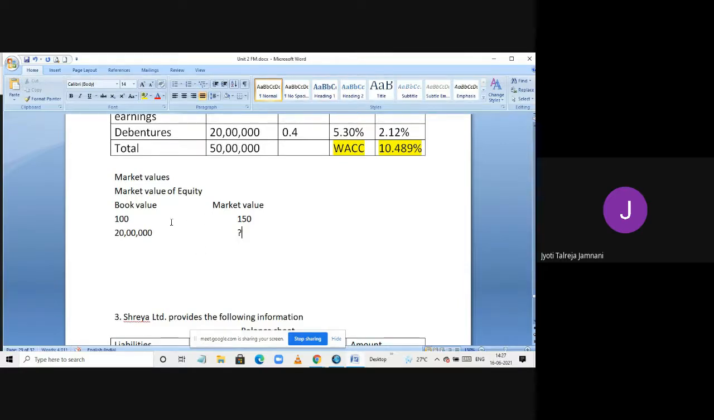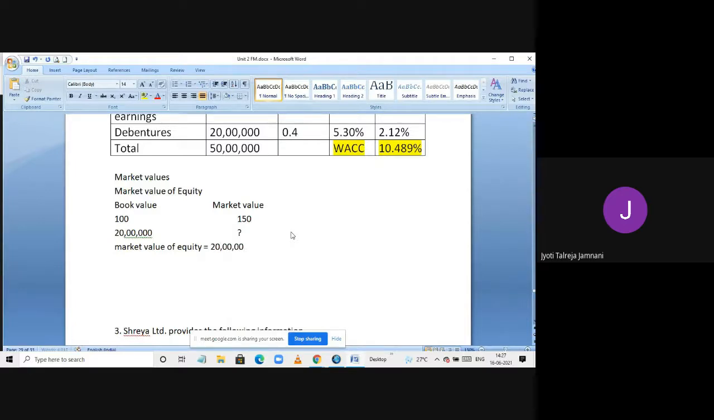How do we do that? By cross multiplying. Yes, we need to cross multiply and solve it. So market value of equity is equal to 20 lakh into 150 divided by 100. How much do you get? 30 lakh, ma'am. 30 lakh. Okay. This is about equity.